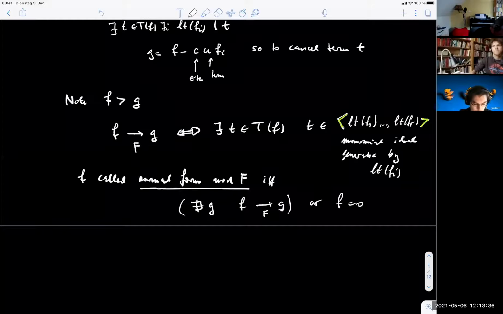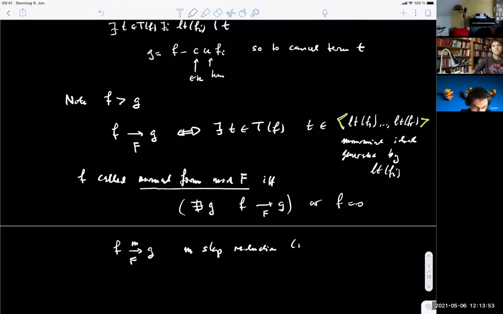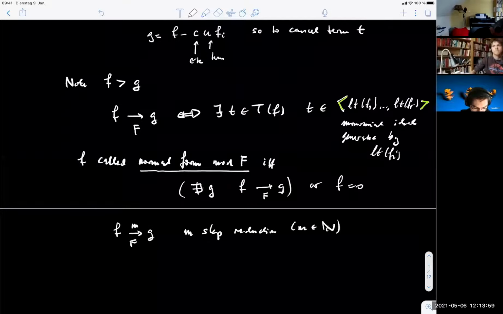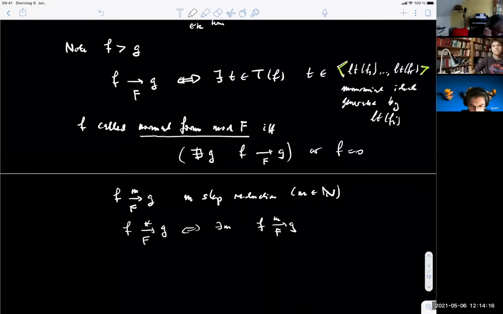Right. So then what we also defined is the m-step reduction. I can just make several one-step reductions in a certain order, then I get the m-step reduction. Okay, m is a natural number. And if I don't want to specify m, I just write the star. So it means there is some m such that this holds. Right. So these are these reductions. There is no algorithm so far.